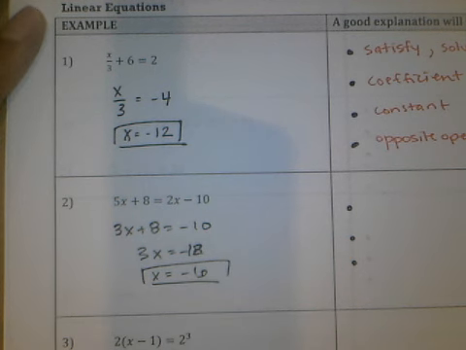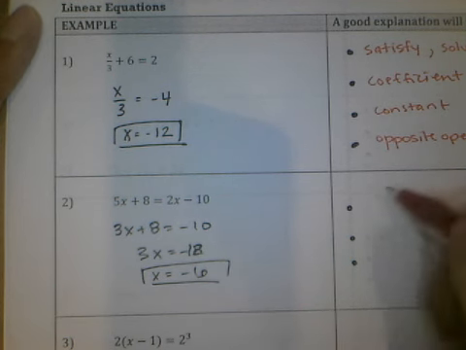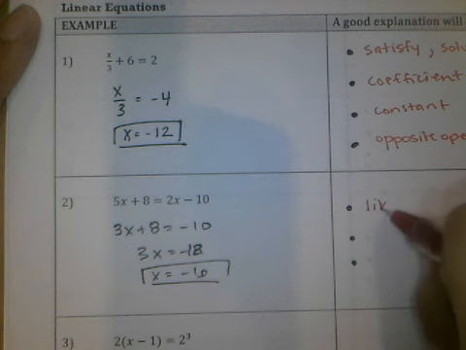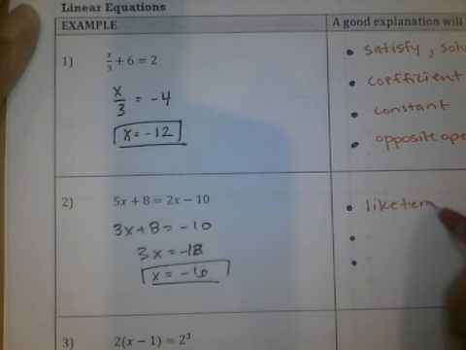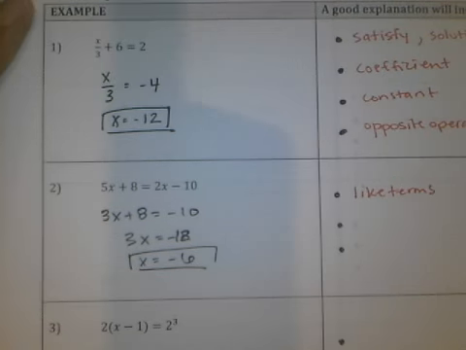Essentially, you would use mostly all the same vocabulary. You might want to say something about collecting like terms. And you might want to talk about the fact that you have a choice of which direction to go.